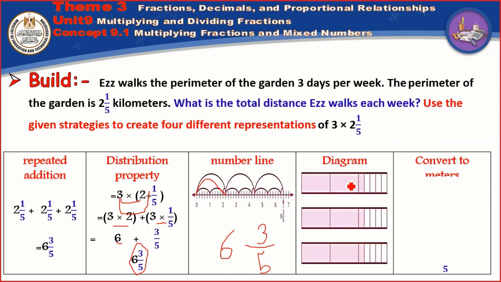Let's try with a diagram. I will draw 2 wholes and 1 fifth, and repeat it 3 times. What is the answer now? 6 wholes and 3 fifths.